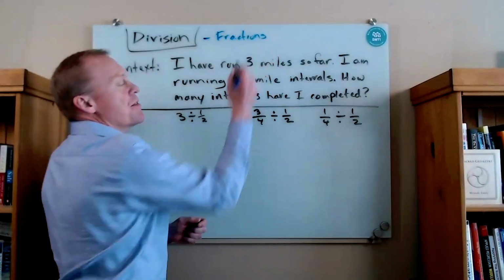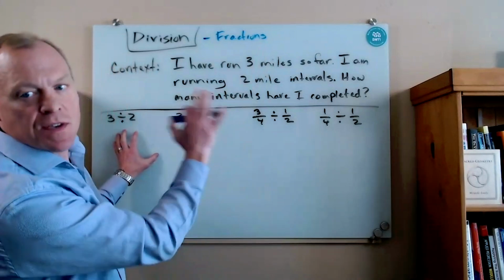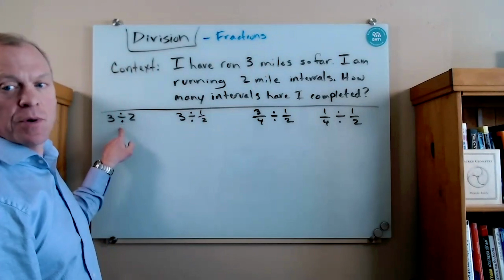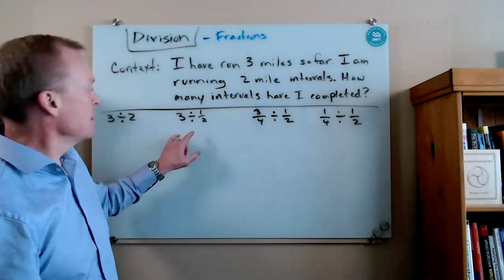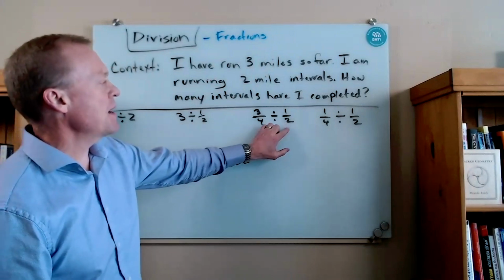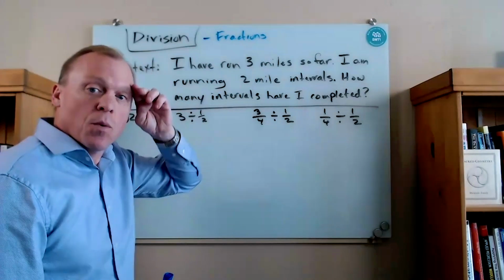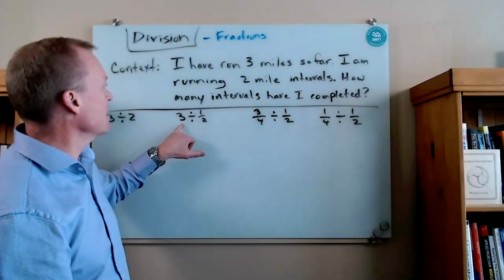There's another video that just talks about division with whole numbers, and we used this context, the situation, with the numbers 3 and 2, 3 divided by 2. Now we're going to replace the numbers and do 3 divided by 1/2, 3/4 divided by 1/2, and 1/4 divided by 1/2. If you're working with students, you may want to stop and have them replace the numbers.